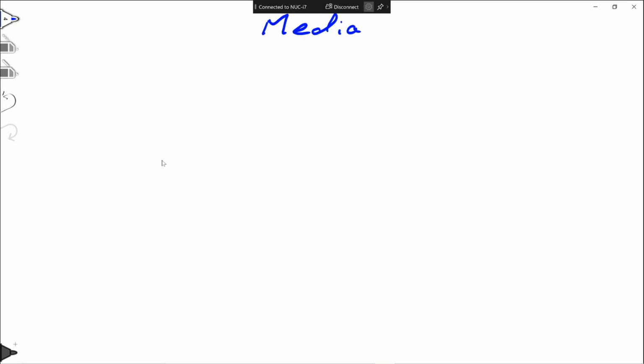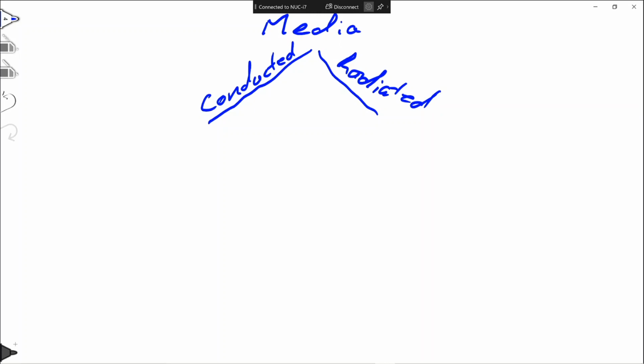But in this taxonomy, the two major branches will be those media that conduct a signal, and then media through which a signal is radiated, so there's no conductor. On the conducted side, we can again think about two major categories. On the one hand, you have copper, and on the other hand, you have fiber, optical fiber.